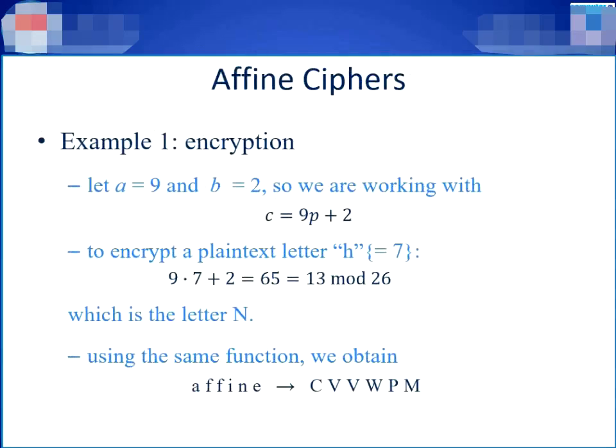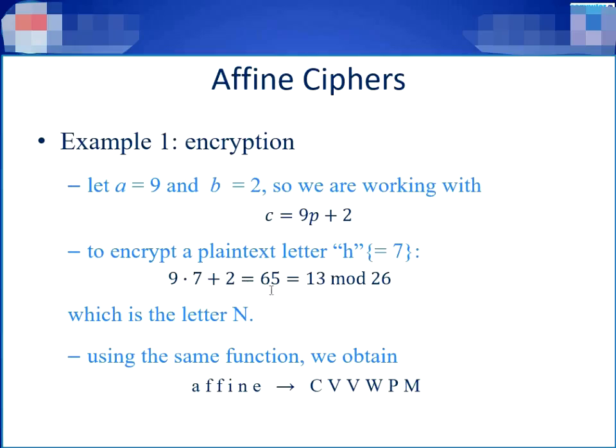Now let's see how affine cipher works. Let the a part of our key be equal to 9 and the b part be equal to 2. So we are working with the encryption function defined as c equals 9 multiplied by the plaintext letter plus b. And suppose that we are encrypting the plaintext h. The position of the letter h in the alphabet is 7. With this particular key, which is equal to 9 and 2, we can compute the ciphertext.